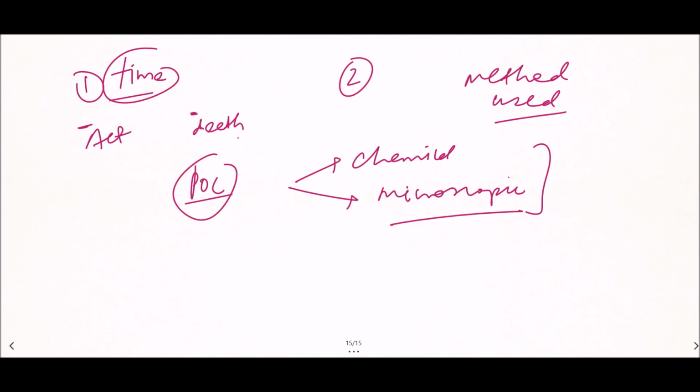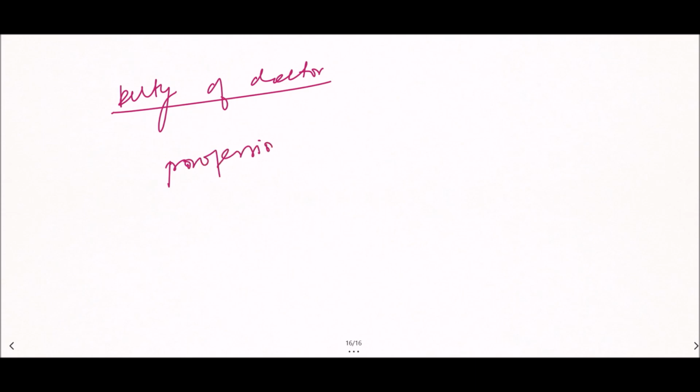Now, the duties of doctors in criminal abortion. First is professional secrecy. This is the first and foremost duty, to maintain all the secrets related to that patient, professional secrecy.